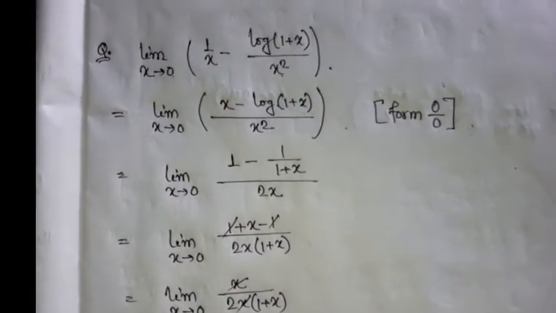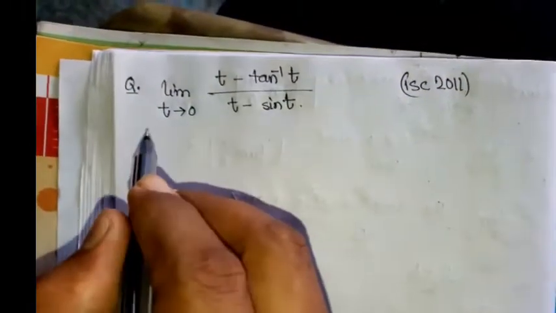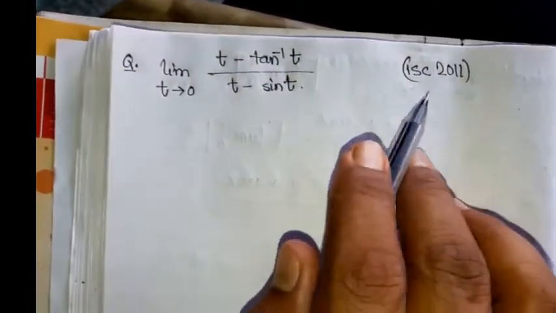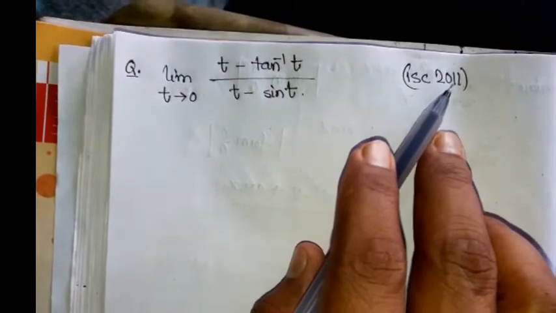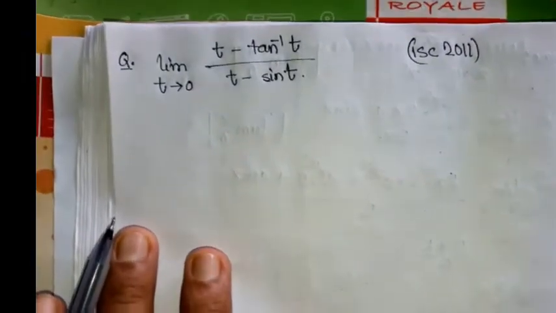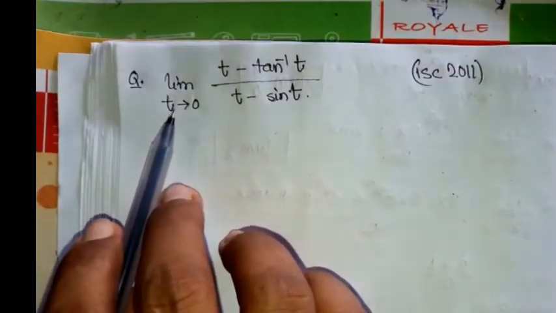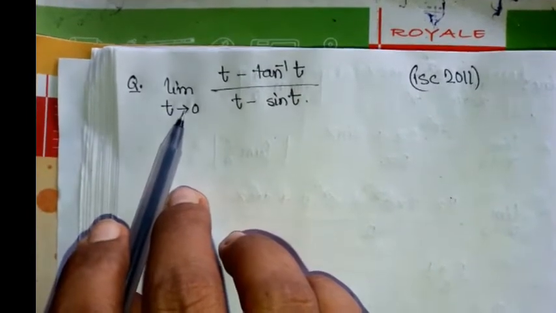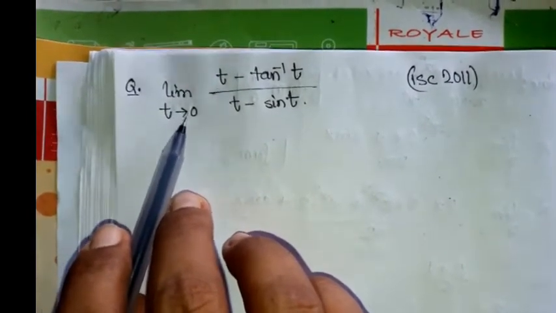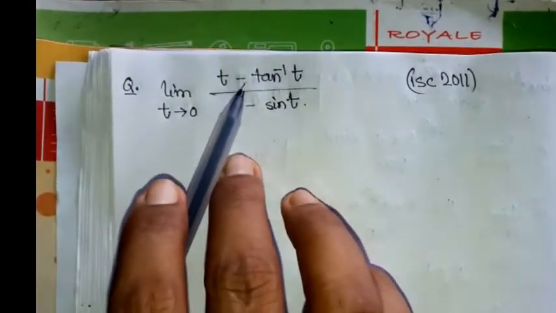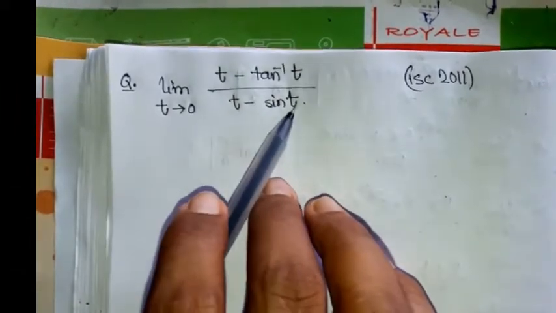Okay, next, this problem is from ISC 2011. Okay, I am doing it. So here the variable is t. You should keep in your mind that here the variable is t. So t tends to 0, t minus tan inverse t by t minus sin t.